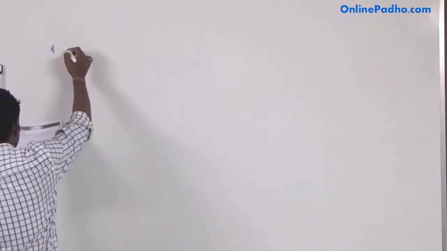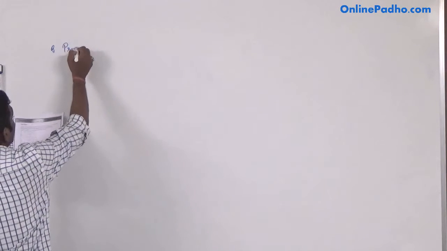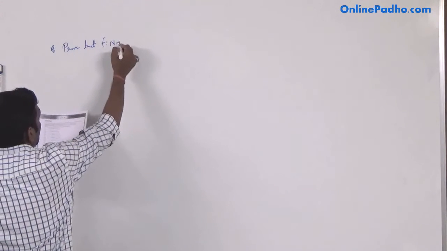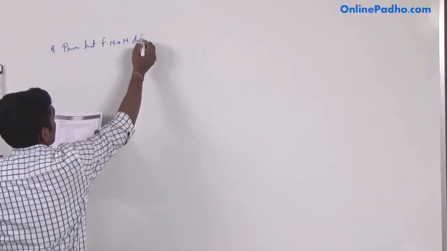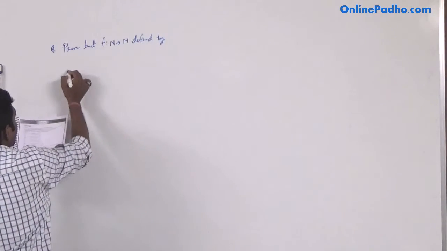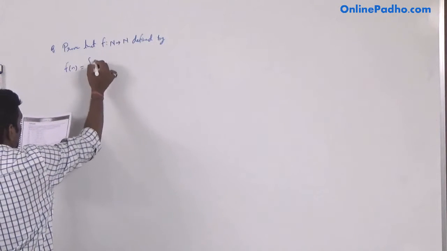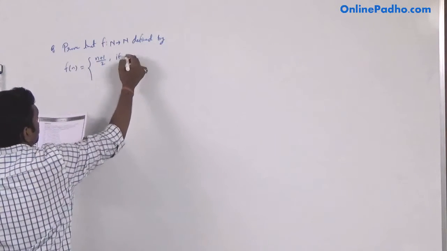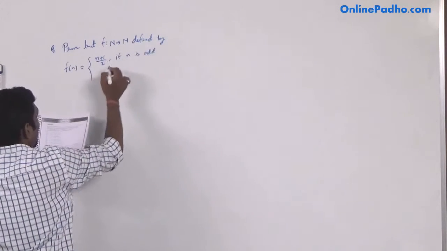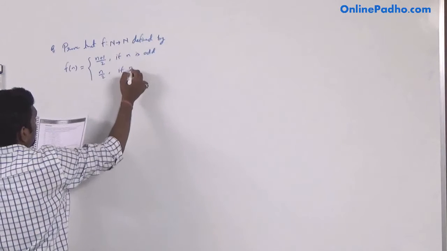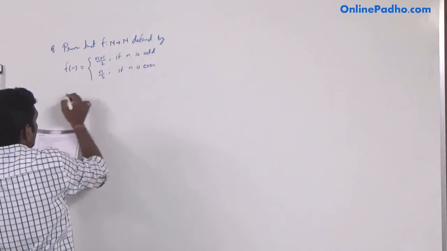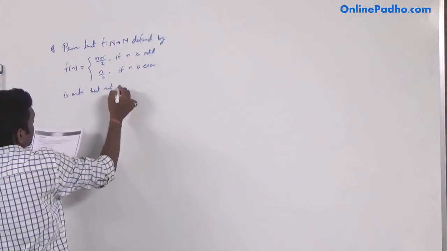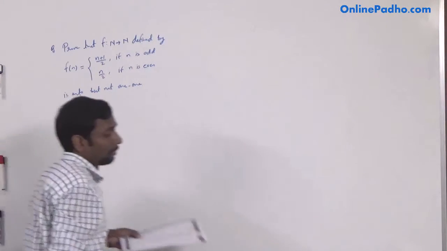Let us see, we have a question: prove that f, natural number to natural number, defined by f(n) is equal to (n plus 1) by 2 if n is odd, and n by 2 if n is even, is onto but not 1-1. We have to prove this function is onto but not 1-1.